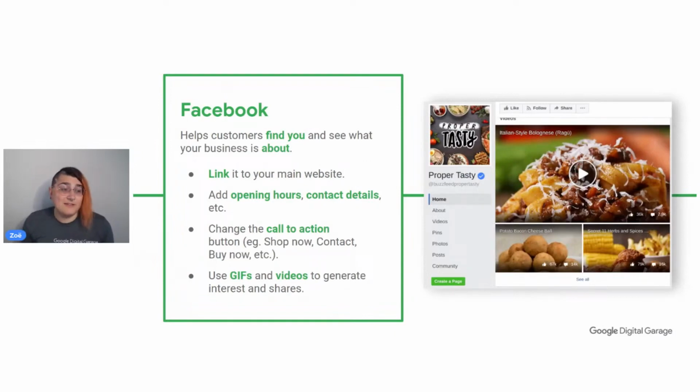Facebook is the sort of OG, the original social network. You can do loads on Facebook. A lot of people treat it a bit like a business directory. So you can put your opening hours there, your contact details. You can communicate with your audience directly. They can directly message you. You can link your website there. You can have a call to action button there. You can even sell directly through Facebook.